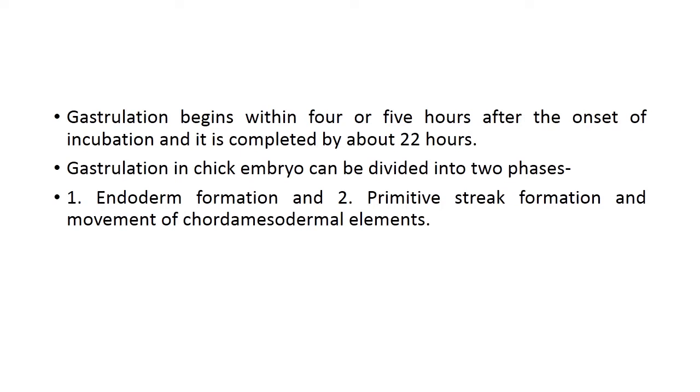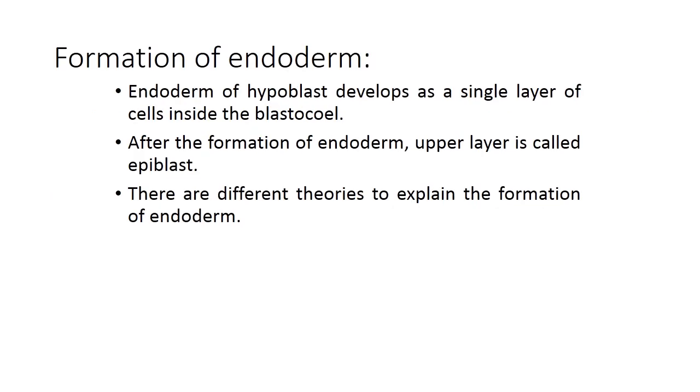We are learning a new term here, which is primitive streak, which is only found in chick embryo. In the formation of endoderm, the endoderm or hypoblast develops as a single layer of cells inside the blastocoel. The epiblast splits into two. A blastocoel is formed, and the lower layer is what you call endoderm or hypoblast. After the formation of endoderm, the upper layer is called epiblast.